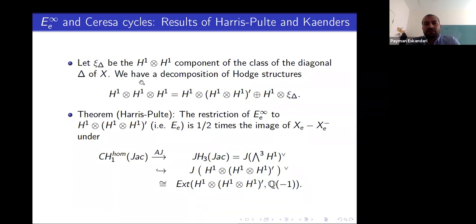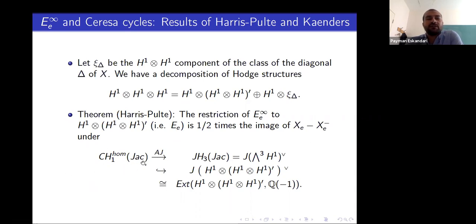So now you can restrict that to these two summands, and these results are going to describe those two restrictions to us. The first is the theorem of Harris-Pulte, from the 80s. It says that the restriction of E infinity to this component is simply the extension E from earlier, the extension of quadratic integrals coming from the projective curve. This is half of the image of the Ceresa cycle based at E under this composition.